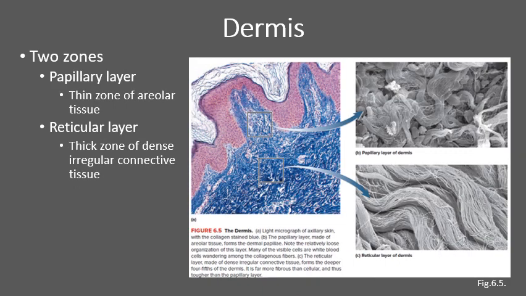Your dermis consists of two zones. You have a papillary layer. This is a thin zone of areolar tissue. And then you have a reticular layer, which is a thick zone of dense irregular connective tissue. So last week, Ms. Naidu would have done the areolar tissue and dense irregular connective tissue with you guys, and this is where this comes into play within the dermis of the skin.